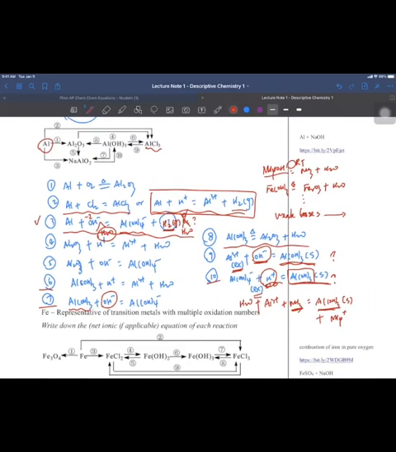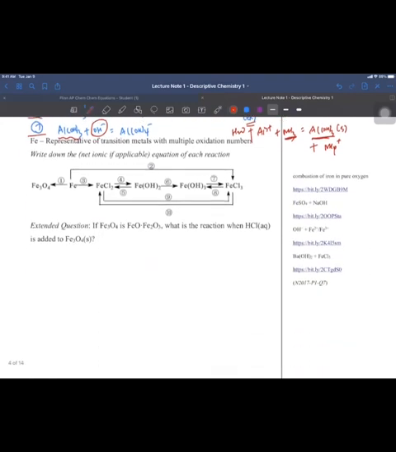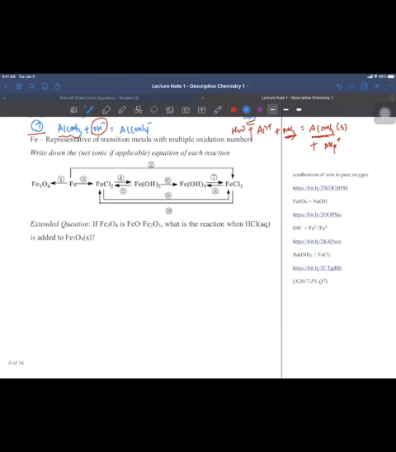Okay, are there any other reactions you want me to go over? Okay, cool. Next one, iron, representative for transition metals with multiple oxidation numbers.